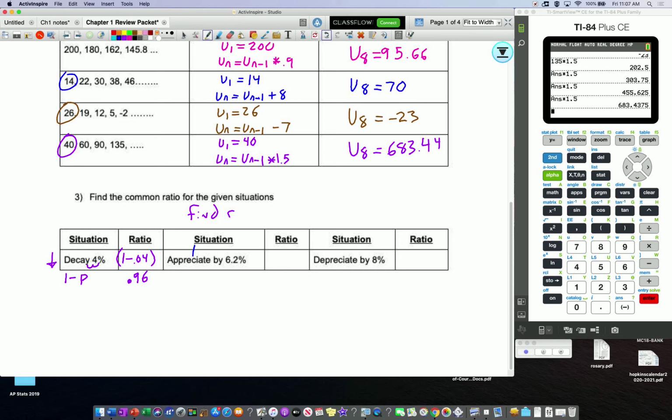All right, next one, appreciate. Remember, that means increases. So that's like 1 plus p, but again, move the decimal over 2 spots. So if you wrote it as 1 plus 0.062, I'm fine with that. If you wrote 1.062, I am great with that too. All right, last one, depreciate is like saying decay, going down. So move the parentheses over. So again, this is like doing 1 minus p. So I'm going in parentheses 1 minus 0.08. You left it like that, I'd be fine with that. Or if you wrote 0.92, hey, I love that answer too. All right, just like that, we finished the first page of our review.